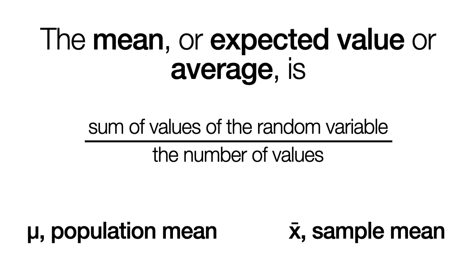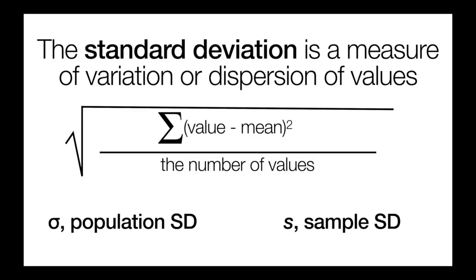The mean, of course, is the average of the values for the random variable. We do distinguish the mean of the population as a whole from the mean of a sample drawn from the population, giving these different symbols. Likewise, the standard deviation is a measure of variation among those values, or dispersion.